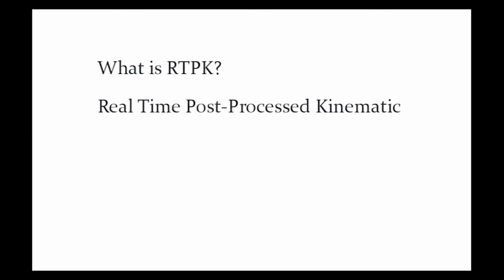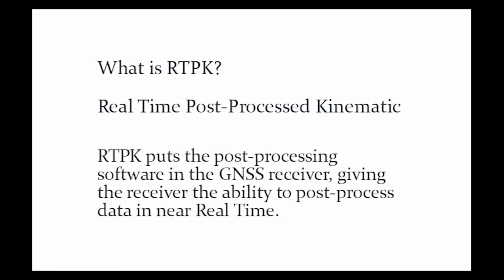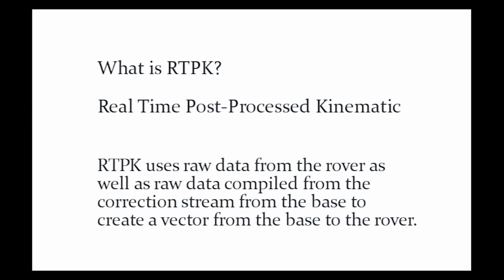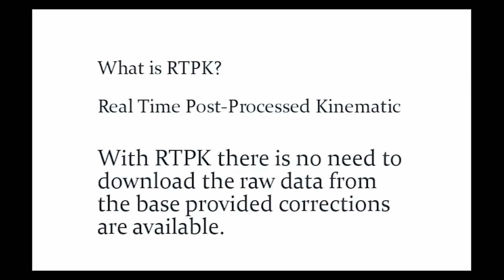So what is RTPK? Well, it stands for Real-Time Post-Processed Kinematic. RTPK puts the post-processing software in the GNSS receiver. This gives the receiver the ability to post-process data in near real time. RTPK uses raw data from the rover as well as raw data compiled from the correction stream from the base to create a vector from the base to the rover. With RTPK, there is no need to download the raw data from the base, provided that corrections are available.